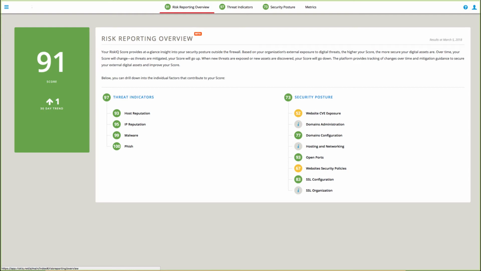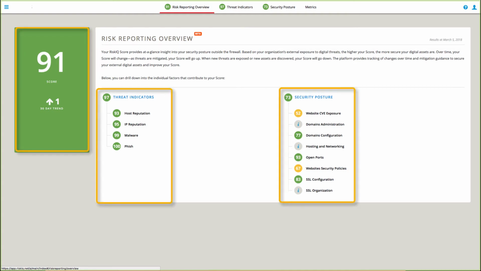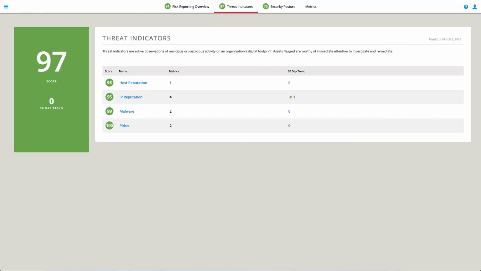Here is a breakdown of the risk report. The risk reporting overview section displays the organization's risk report score. The score is calculated from two categories: threat indicators and security posture. Threat indicators are active observations of malicious or suspicious activity on an organization's digital footprint. Assets flagged in this area should immediately be investigated and remediated to improve the organization's security risk.